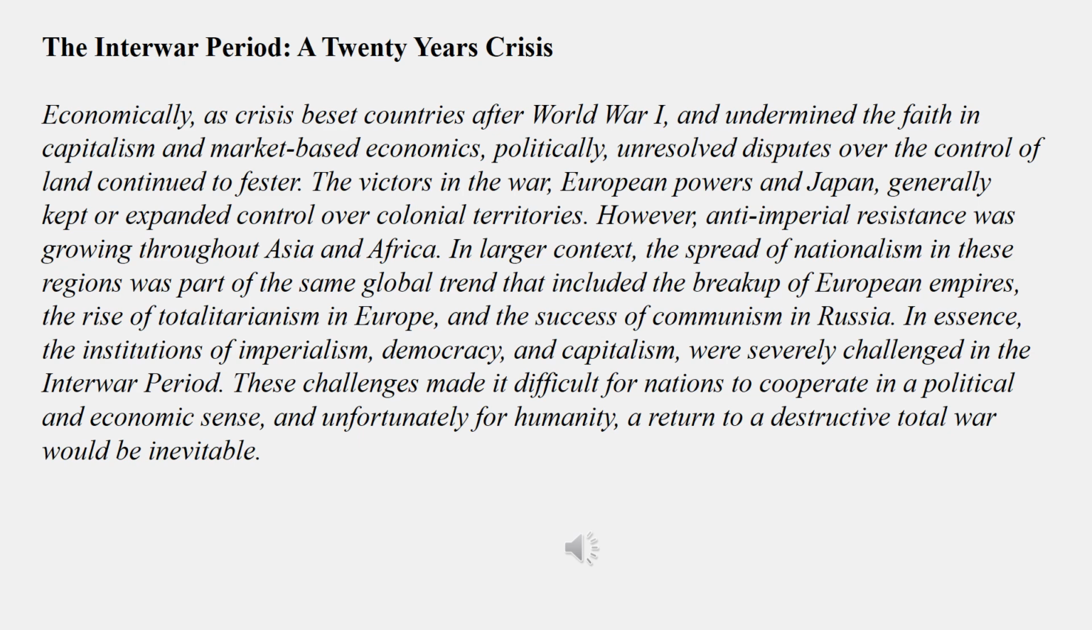In larger context, the spread of nationalism in these regions was part of the same global trend that included the breakup of European empires, the rise of totalitarianism in Europe, and the success of communism in Russia. In essence, the institutions of imperialism, democracy, and capitalism were severely challenged in the interwar period. These challenges made it difficult for nations to cooperate in a political and economic sense, and unfortunately for humanity, a return to a destructive total war would be inevitable.